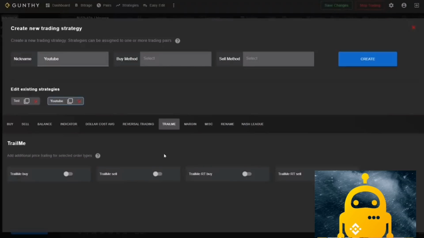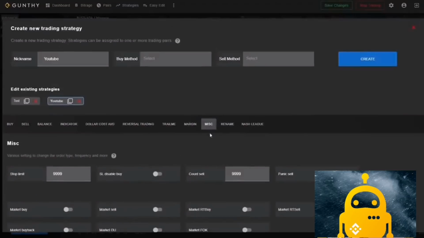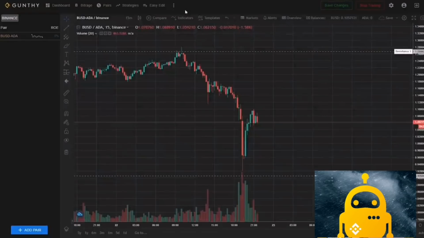So that's a certain option that you can use with Trail Me in combination with everything that I've mentioned before, with the buy indicator, with the sell indicator, and all of those extra settings. We also have margin trading now on Gunbot, so there are a lot of exchanges that now support margin trading. Miscellaneous features, which you can look over in the Gunbot wiki. And then that's pretty much it for the strategy options.